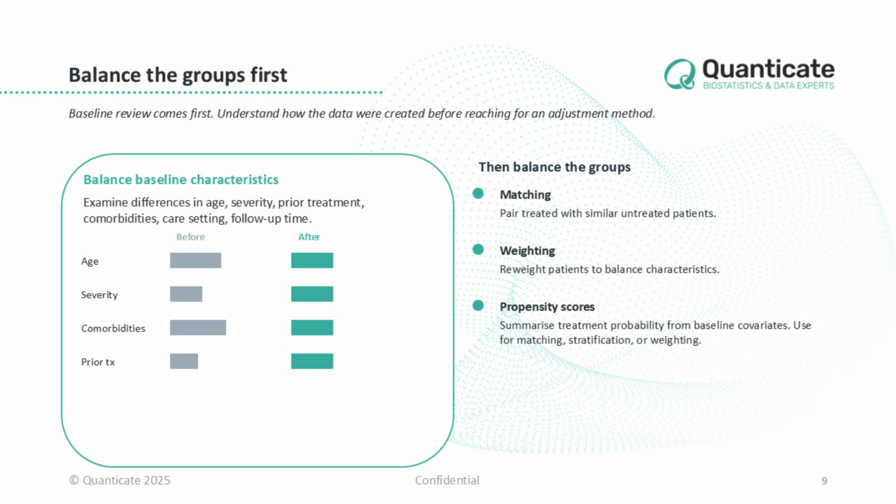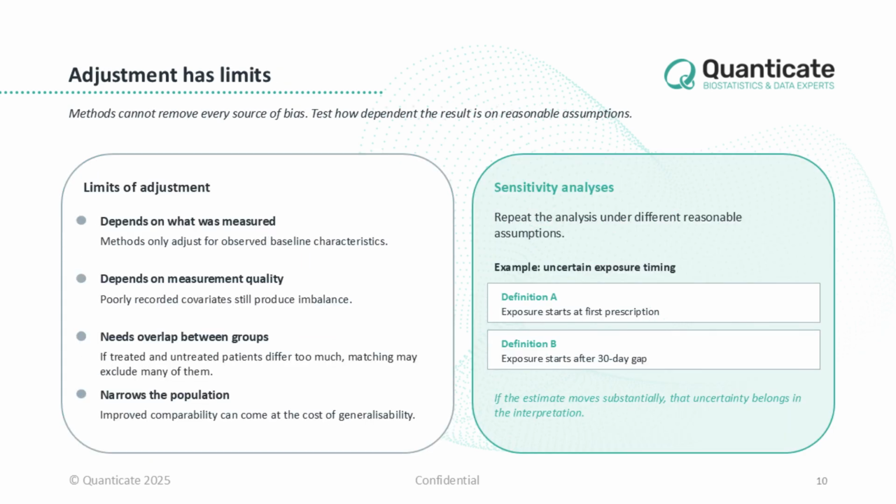A propensity score summarizes the probability of receiving a treatment based on observed baseline characteristics and can support matching, stratification, or weighting. Regression adjustment may still be needed if imbalance remains. However, these methods cannot remove every source of bias. They depend on what has been measured, how well it has been measured, and whether there is enough overlap between groups. If treated and untreated patients are very different, matching may exclude many patients.